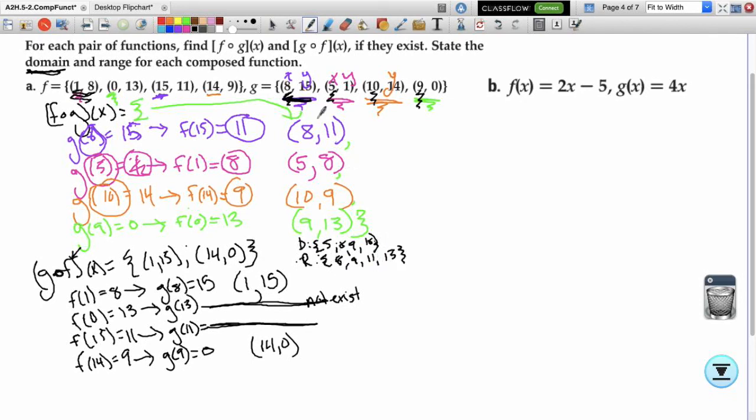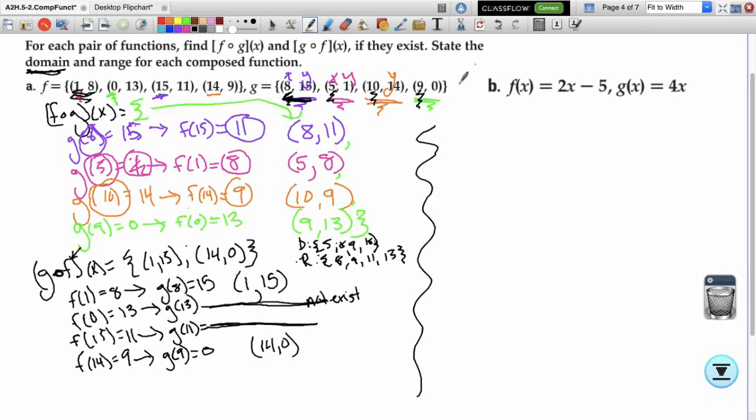Okay, because this was discrete, meaning it's just points, it's not something continuous, it's not an equation, I write my domain and range like that. And here my domain would just be 1, 14, and my range would be 0, 15. Okay? Now that's all well and good with coordinate pairs. That actually is a lot of work to find the compositions, but it gets a little bit trickier when we start looking at equations, okay?